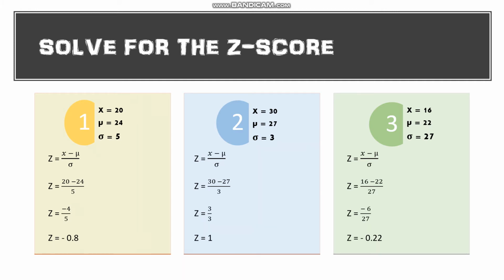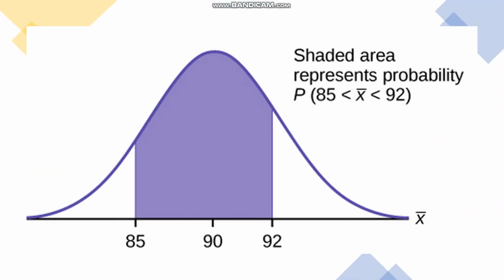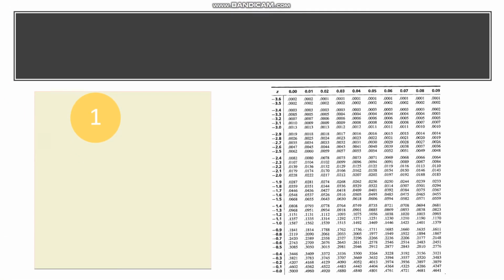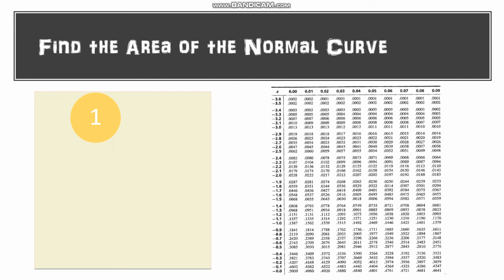Now let's get to know the area under the normal curve. This is the normal curve and the shaded region is the area under the normal curve. Let's find the area of the previous examples given. This table will help you determine the areas under the normal curve using the z-score. Let's take -0.8 as an example.